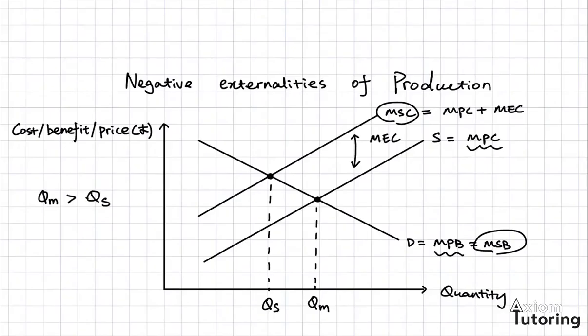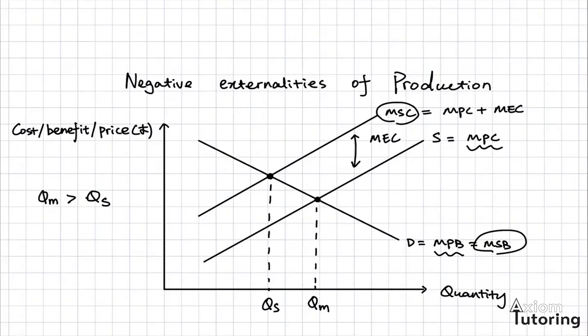So the society actually wants less production than what's being produced in the market. And that means there has been overproduction in the market. And why? Because firms don't pay the full cost of pollution. And now let's find the area of deadweight loss, which is a loss of total welfare that nobody receives, so it's just a wasted value.